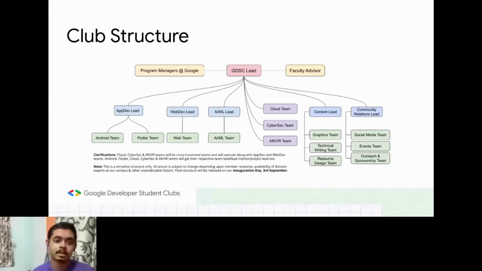And other than that, the cloud team, cybersec team, and AR team are tinted in purple because these teams are actually cross-functional teams. These aren't independent teams. These will coexist with other teams like the app dev team, web dev team, and AIML team.